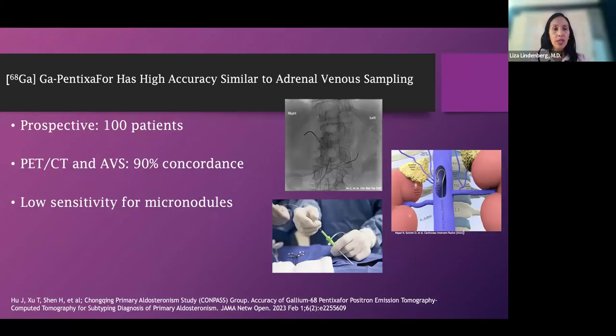And these researchers did a prospective study on 100 patients who were also going to undergo adrenal venous sampling and had primary aldosteronism. And they found that the Ga-PentixaFor PET-CT was concordant with adrenal venous sampling 90%, which is really very high. They did state that in small, tiny lesions less than a centimeter, the PET-CT Ga-PentixaFor was not as helpful in identifying that disease.